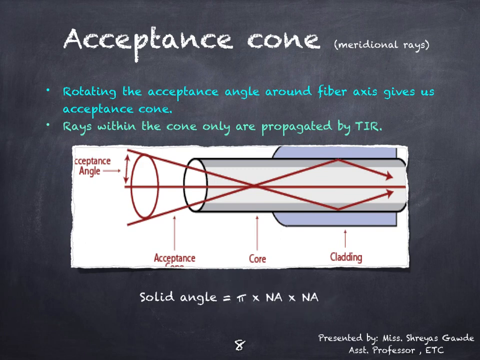Now rotating this acceptance angle around the fiber axis will give us the shape of a cone, that is called the acceptance cone. The rays within that cone only will pass through this fiber by the process called total internal reflection.